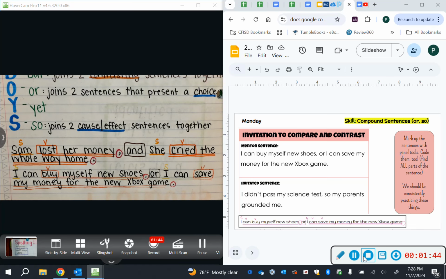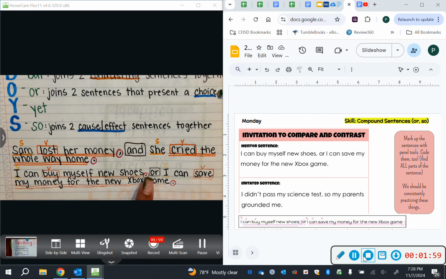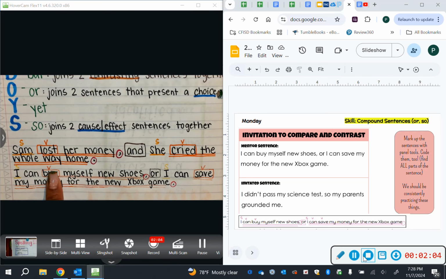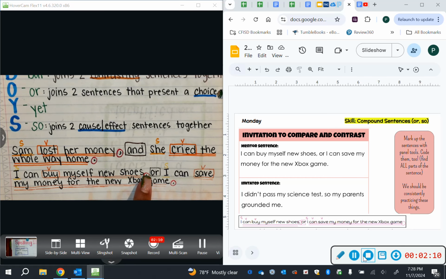Okay, now we are at the mentor sentence. I want you to go ahead and write this mentor sentence right here. I can buy myself new shoes, comma, or I can save my money for the new Xbox game. Remember, you put a box around the conjunction. You need to code your subject, your verb, 2 lines for the predicate, circle your comma, subject, verb, 2 lines for the predicate, and circle your punctuation.